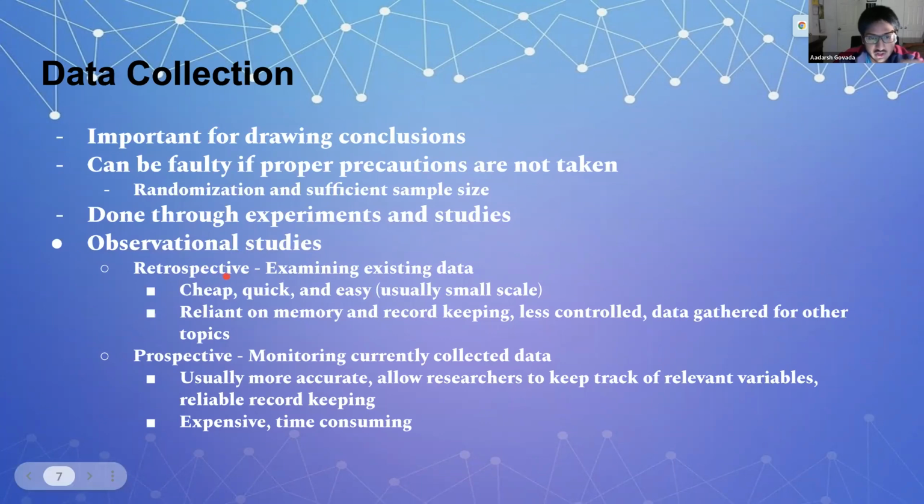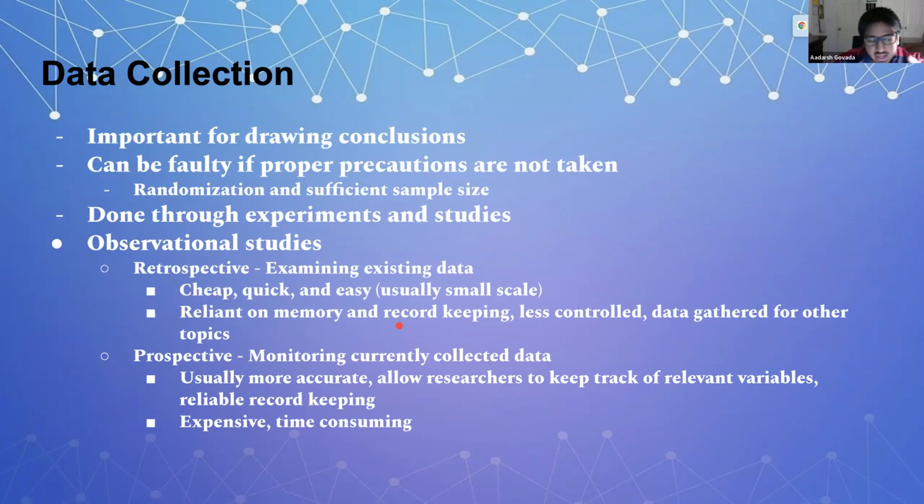Retrospective studies examine existing data. So that means data that's already been collected, usually for a different purpose than what you're looking at it for. That is a retrospective study if you're examining that. So advantages of it are it's cheaper, quicker, and easier, usually pretty small scale. But it is reliant on memory, so it's subject to memory bias.